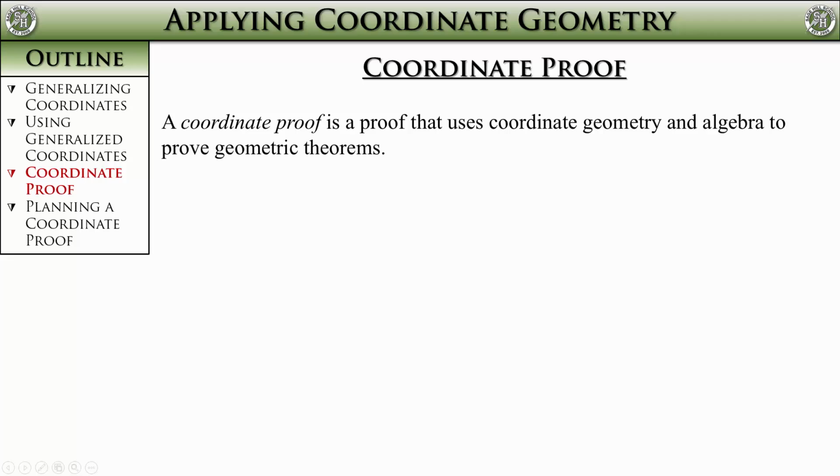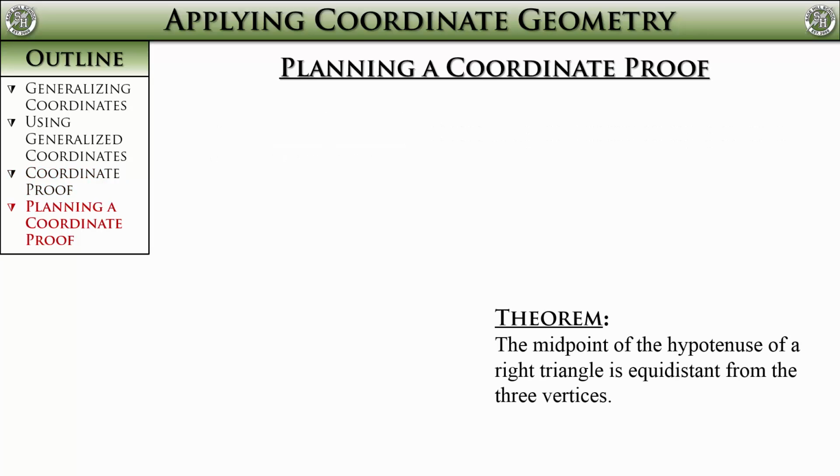This has all been laying the groundwork for you to be able to do a coordinate proof. A coordinate proof is a proof that uses coordinate geometry and algebra to prove geometric theorems. This book doesn't specifically cover it, but there is a theorem in geometry that says the midpoint of the hypotenuse of a right triangle is equidistant from the 3 vertices. You can prove this using a coordinate proof. Let's come up with a plan to set up the basics to see what it looks like. We won't actually do it out fully. That's for the next section. All we are doing here is planning it out.